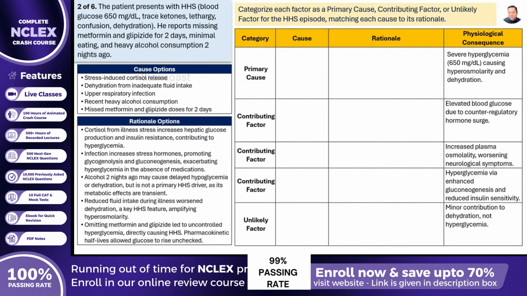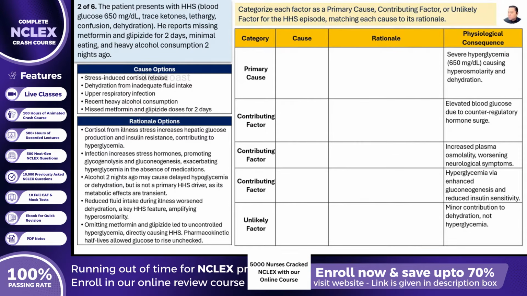Pharmacokinetic half-lives allowed glucose to rise unchecked. So I want you to glance into the matrix here onto the left side of the table. You are seeing there the primary cause, contributing factor. So there are 3 of them there. And lastly, unlikely factor at the bottom. And towards the right side of the table, you'll see there the physiological consequence. So these will serve as clues to your answers that you will be selecting.